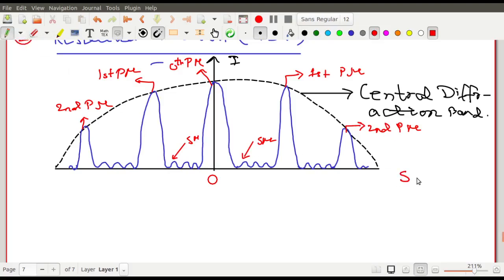So S0, I plot it. S0 is not a minima, S0 actually gives you a maxima. Then the numbering goes on like this, 1, 2, you know what is possible, 1, 2, 3 are possible, up to n minus 1.